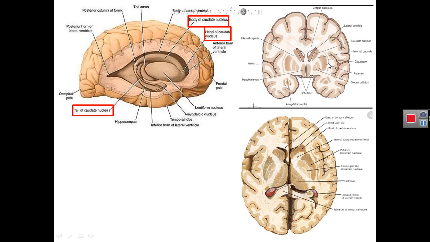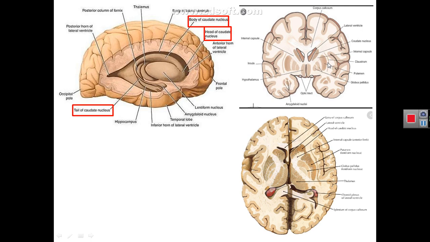This lamina of gray matter is separated from the insula by white matter and is separated from the lentiform nucleus by white matter. Because the internal capsule separates the caudate nucleus from the lentiform nucleus, the white matter between the lentiform nucleus and the claustrum is called the external capsule, and the white matter between the claustrum and the insula is called the extreme capsule. So we have internal capsule, external capsule, and extreme capsule.